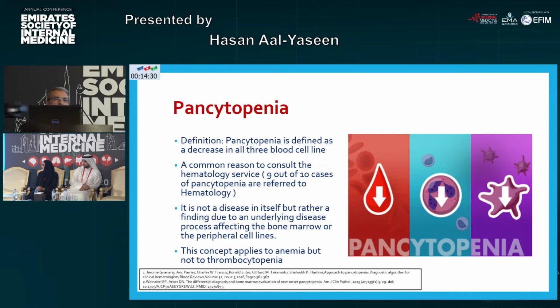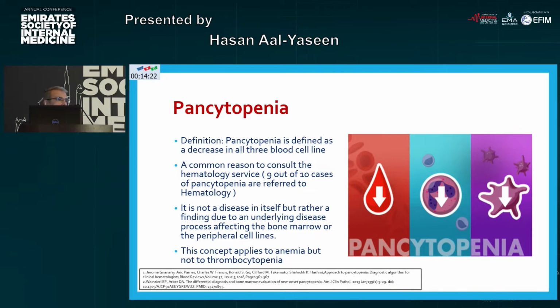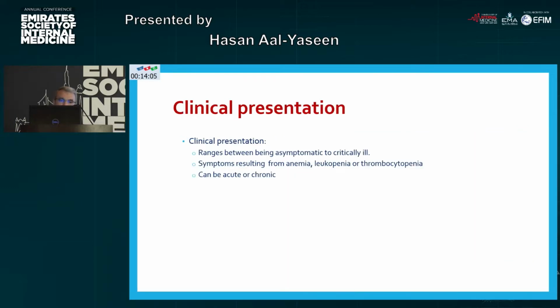And we have to realize that pancytopenia is not a disease by itself. It is a result of an underlying pathology, either in the bone marrow or the peripheral blood. And this concept applies for anemia as well. It is not a disease, it is a result of underlying pathology. However, thrombocytopenia does represent clinical and pathophysiological entities.